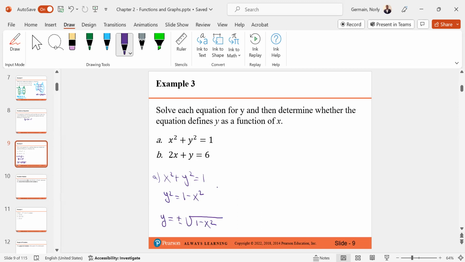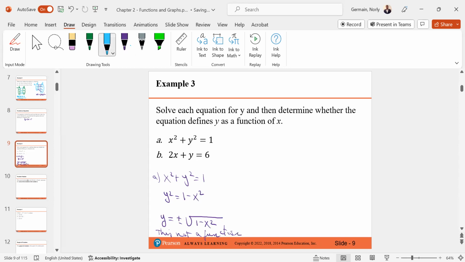For this reason, the equation does not define a function. So, okay, that's it. This is not a function. Okay, so I explained why it is not a function. The plus and minus shows that for certain values of x, there are two values of y. Remember, we said plus and minus. So for this reason, it does not define a function.